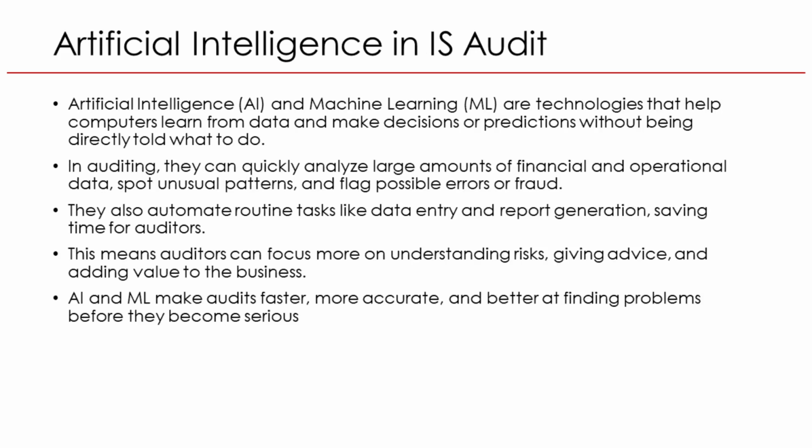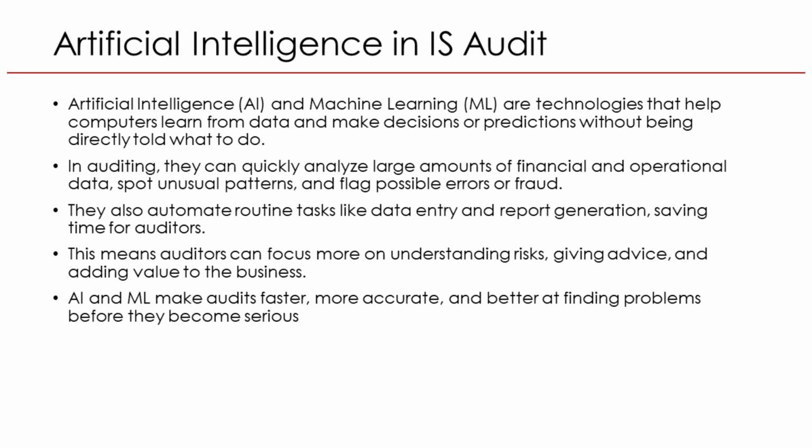Artificial intelligence, AI, and machine learning, ML, are smart technologies that allow computers to learn from data and make decisions or predictions without being directly programmed. In auditing, AI and ML help auditors handle large amounts of data quickly and accurately. Instead of checking a few samples, these tools can review 100% of transactions and highlight unusual or suspicious ones.